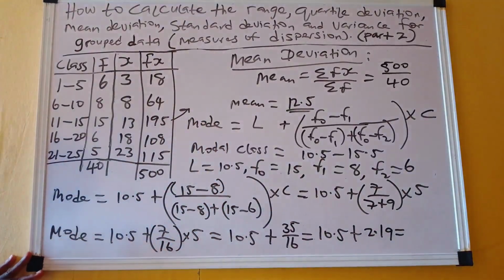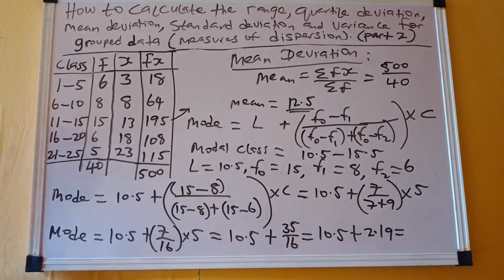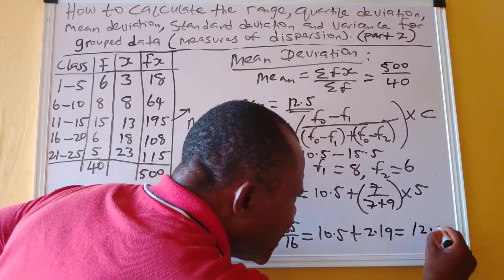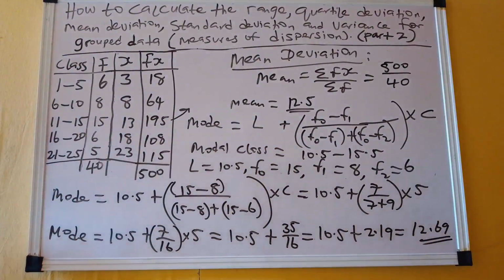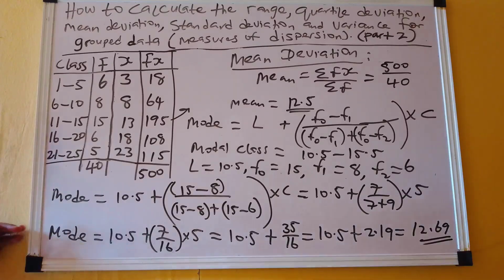So 10.5 plus 2.19 is 12.69. So our mode is equal to 12.69. Our mean is 12.5. Our median is 12.5. Our mode is 12.69. Now that we have gotten this, we are now going ahead to calculate the mean deviation about the mean, deviation about the mode, mean deviation about the median.